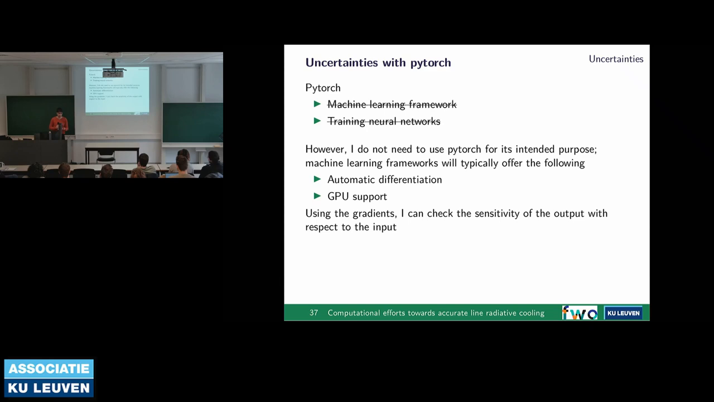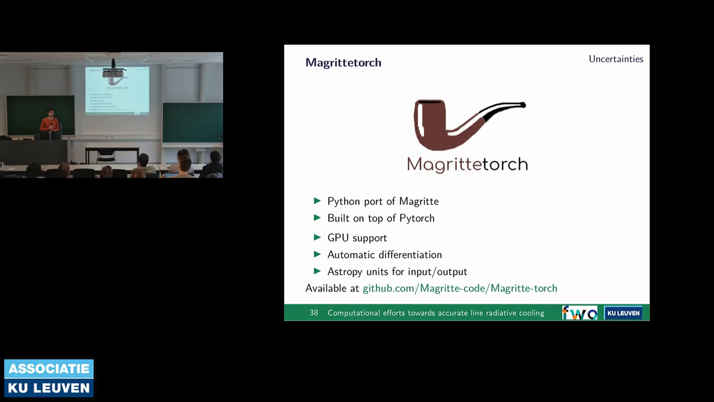Okay, so now I can introduce MyGridTorch. This is a Python port of MyGrid, built on top of PyTorch. It has GPU support for parallelization, and it also has automatic differentiation for uncertainty quantification. And because I like AstroPy units, I also use AstroPy units for input and output, so that I never ever make a conversion error again in my input. We've all been there. No, I don't want it anymore.